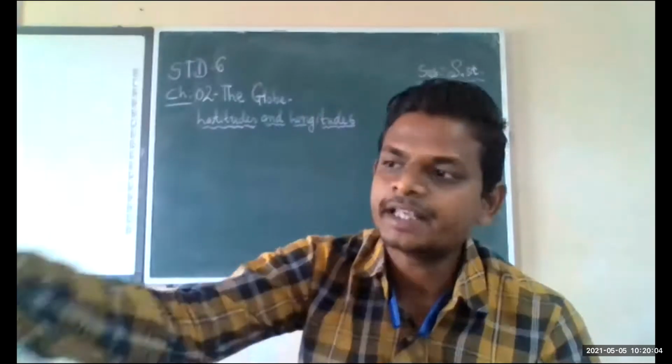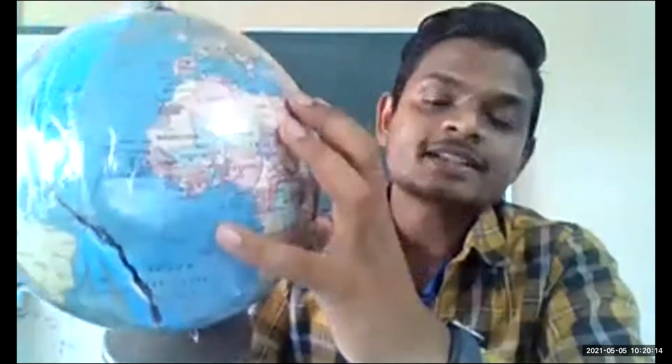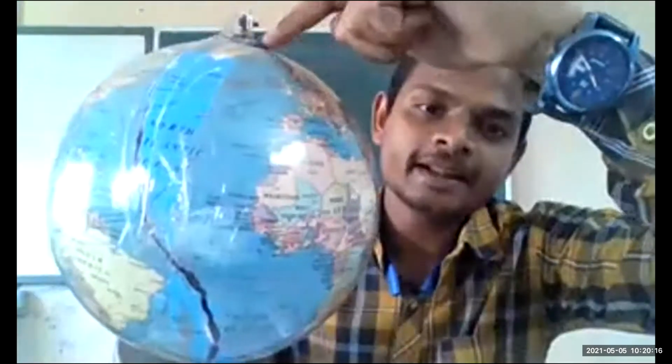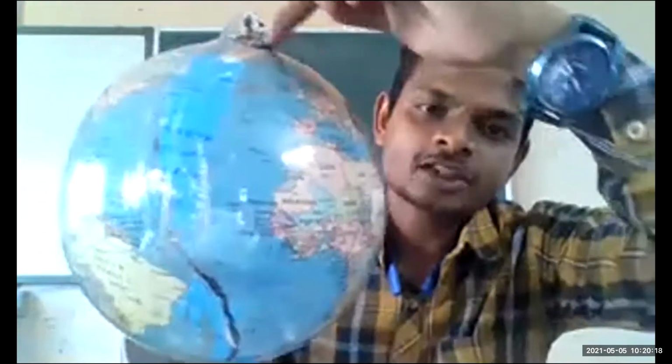Here once again, the horizontal line is here. The vertical lines are also here. They both intersect at 90 degrees. Okay, it is called the earth grid.